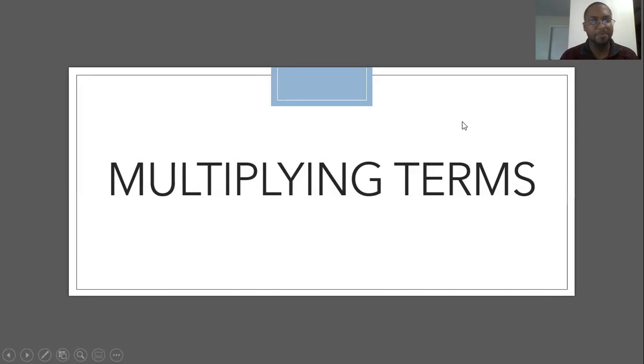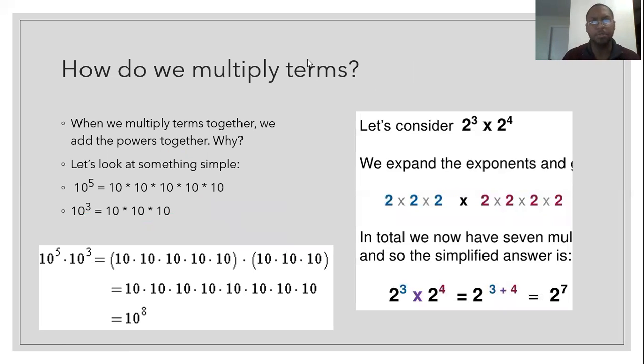So multiplying terms. How do we multiply terms? To explain this, let's just think about how exponents work, and then let's put it together, right? All right, 10 to the 5. Well, 10 to the 5 is 10 times 10 times 10 times 10 times 10. That's how exponents work. 10 to the 3 is 10 times 10 times 10.